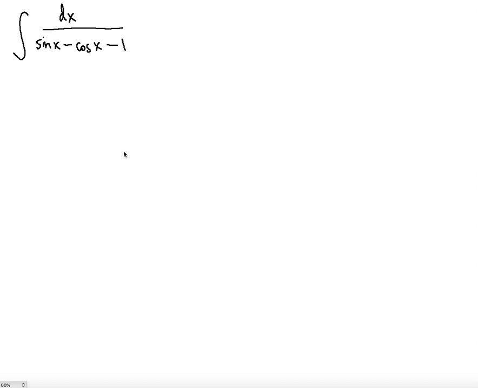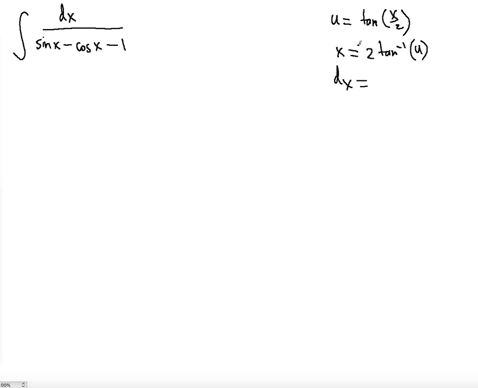To find the antiderivative of 1 over sine x minus cosine x minus 1, first, you're going to set u equal to tangent of x over 2. Then using arctangent, you're going to solve for x. Arctangent means that the tan will be gone. Arctan u will be equal to x over 2. Isolating u by multiplying both sides by 2, you will get x is equal to twice arctangent of u.